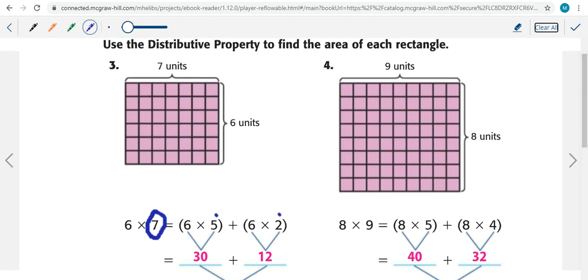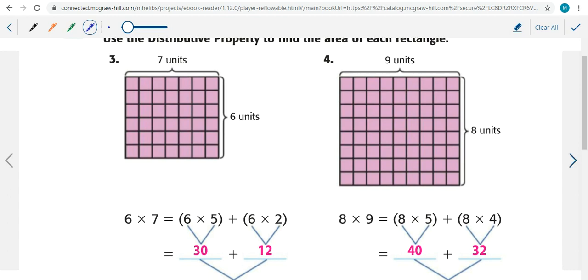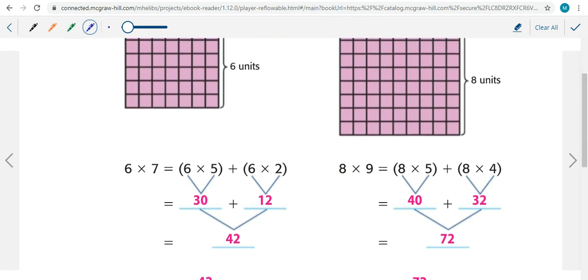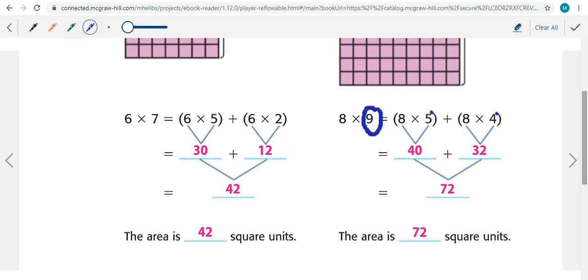Now, number 4, 9 units and 8 units. Remember that we're going to use the distributive property, and the book is asking us to decompose this number. One way to decompose 9 is 5 and 4. So we're going to multiply 8 times 5 equals 40 and 8 times 4 equals 32. Now we need to add 40 plus 32 equals 72. The area is 72 square units.